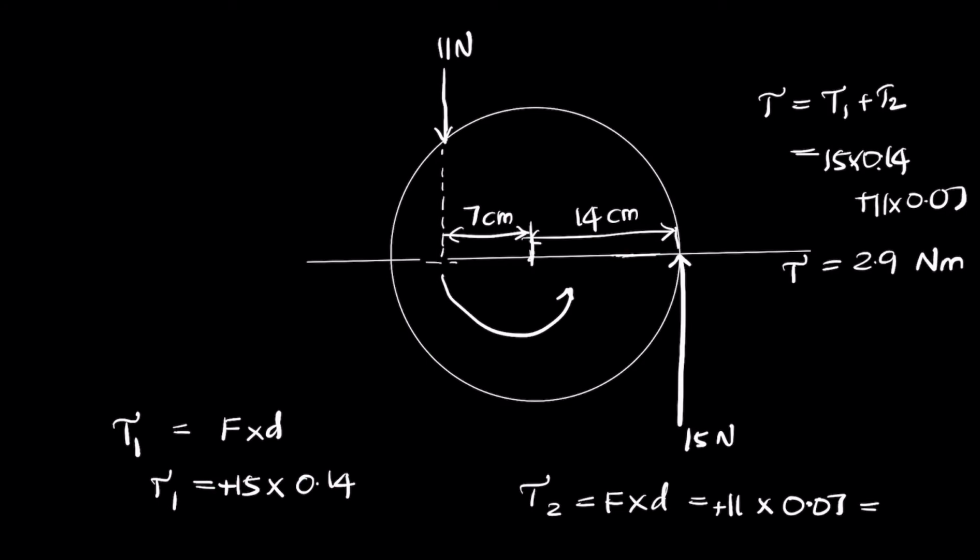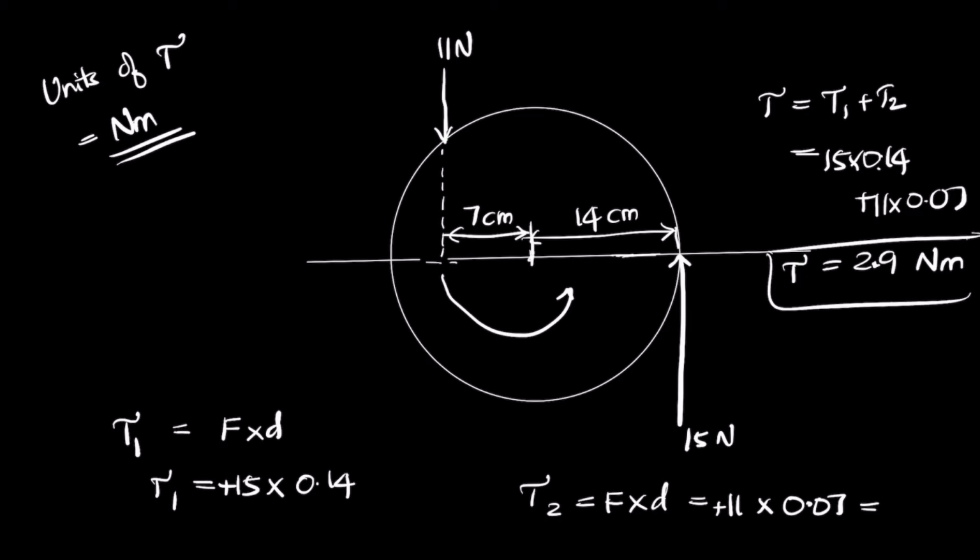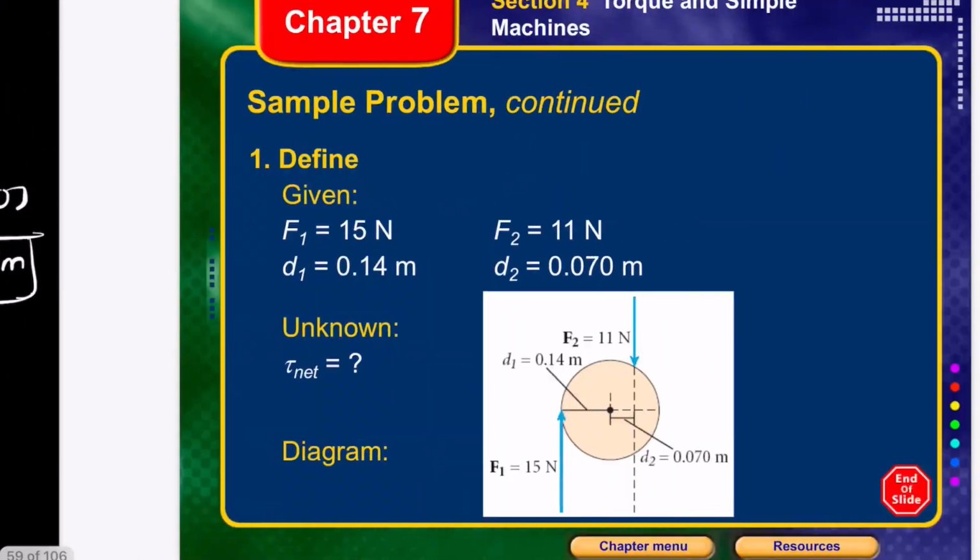One other thing to remember is that the unit of torque is Newton meter. Right, so this is the final answer. Notice that both of them are going to turn anti-clockwise, which means that both of them are going to give positive.